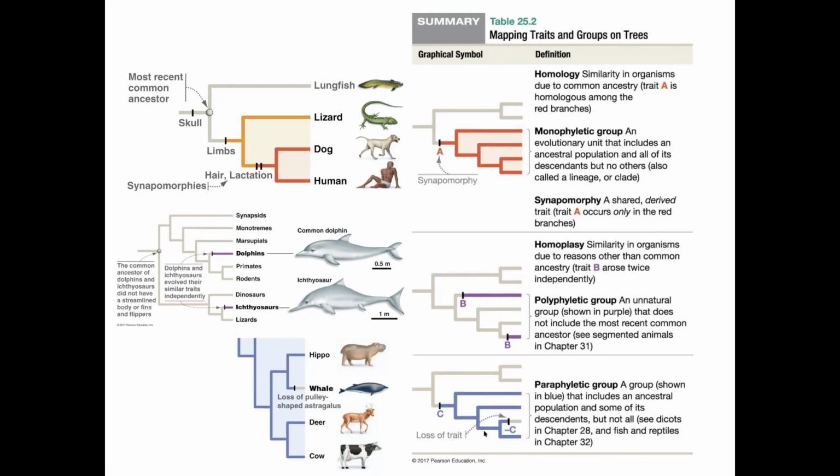And again, a loss of a trait can be useful in determining divergences in a tree here. So have a look at this table in your book and be familiar with these monophyletic, polyphyletic, and paraphyletic groups, and what are the characteristics that we need in order to define them. That could be very useful.